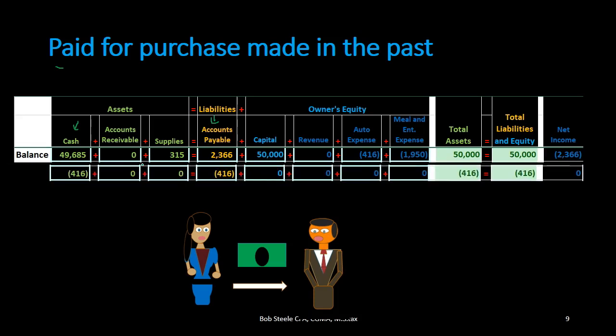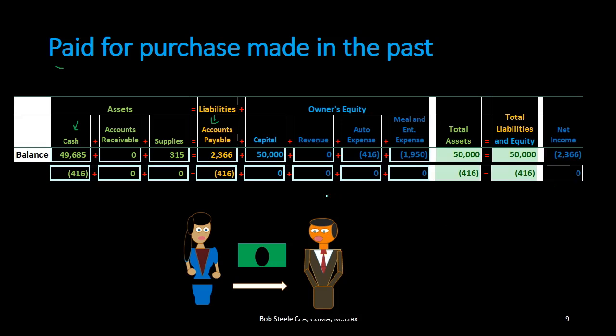So here's going to be the transaction. We're going to decrease cash by the 416. We're going to decrease accounts payable by 416. That means that total assets are decreasing by 416 with the cash, and the accounts payable decreasing by 416. The total liabilities and equity is also decreasing by 416 due to the liabilities. No effect on net income here, no effect on revenue and expenses.